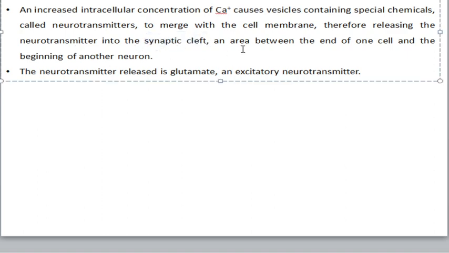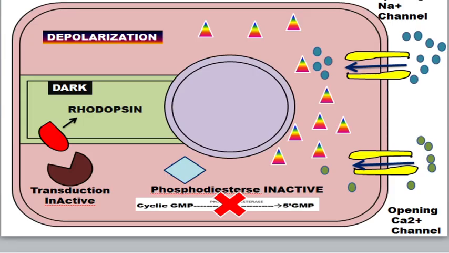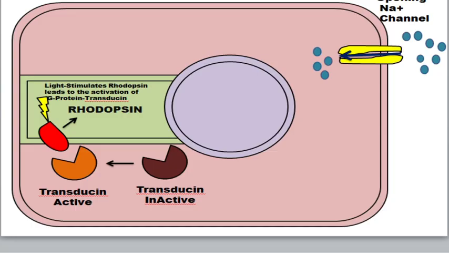The synaptic cleft is the area between the end of one neuron and another neuron. I mentioned that a special chemical is released here. The chemical is glutamate, since glutamate is an excitatory neurotransmitter. That's the reason this increase of glutamate occurs in the process of phototransduction. The next thing is that under the influence of light, it will stimulate the rhodopsin, and it will activate the G protein called transducin. Here transducin will be in an inactive stage, but once the light has been absorbed by this rhodopsin, your 11-cis retinal will be converted into all-trans retinal.